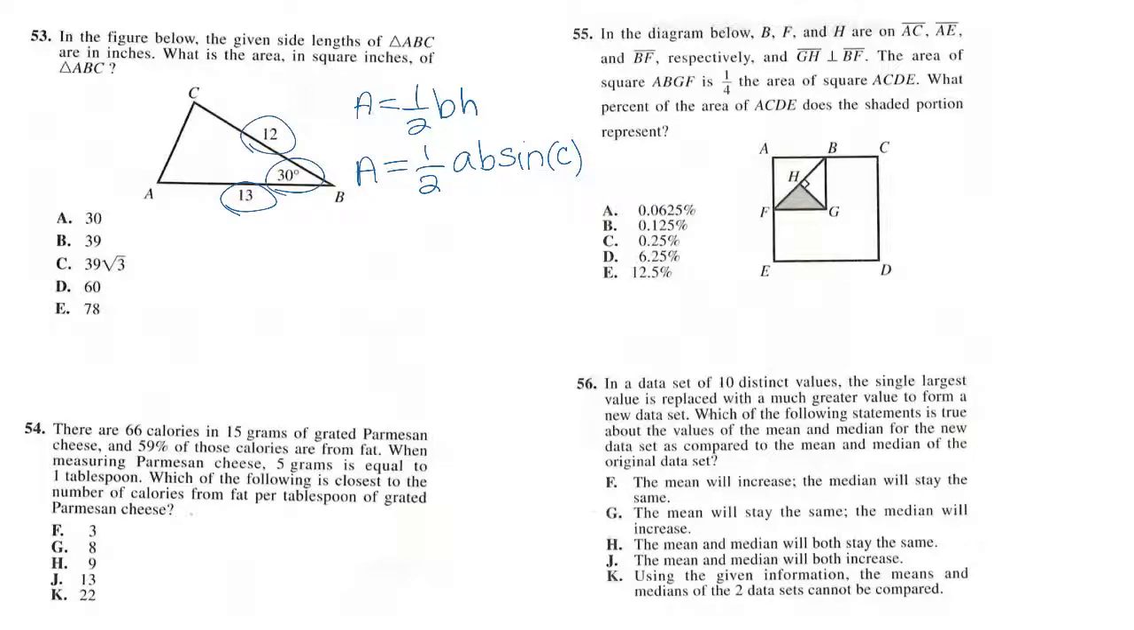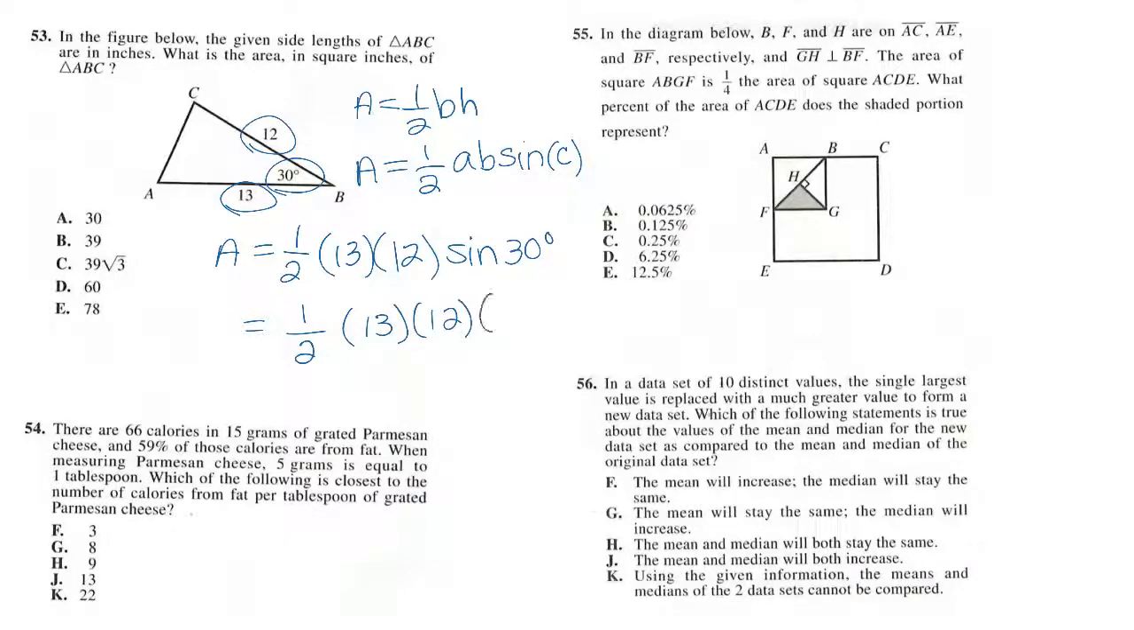So when I go through to work this out, the area is going to be 1/2 times 13 times 12 times sine of 30 degrees. And you can type that straight into your calculators, or you can work it out by hand if you need to. That's 1/2 times 13 times 12, and sine of 30 is 1/2. And so when you finish working that out, that should give you answer choice B.